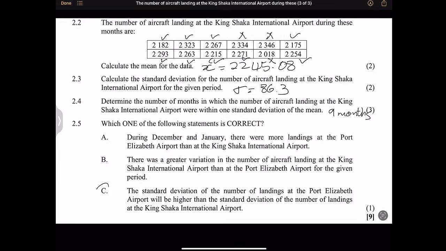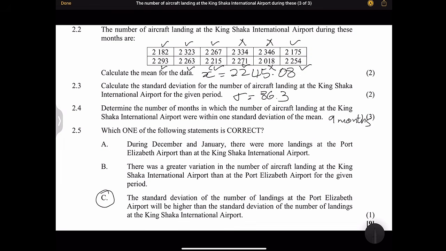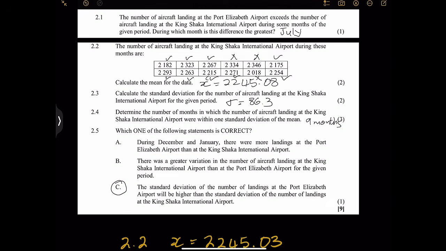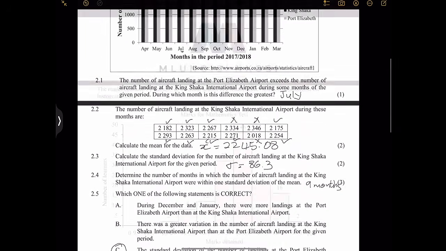So I would choose this answer here. I hope you understood that, ladies and gents. Let's take our second example that has to do with histograms.